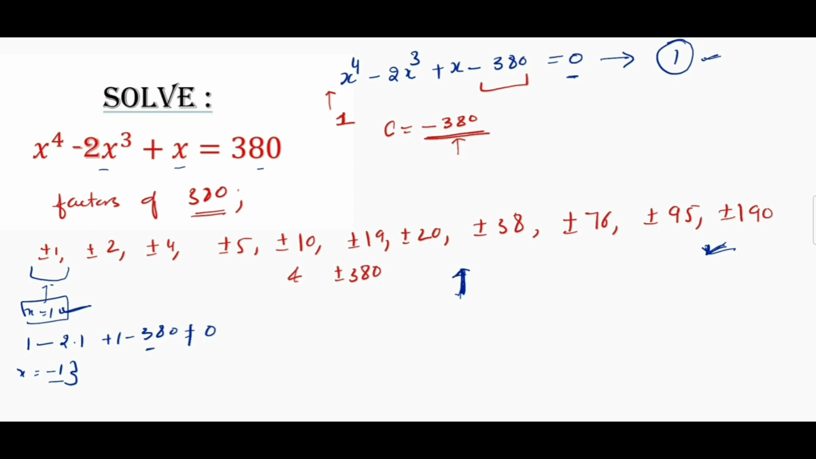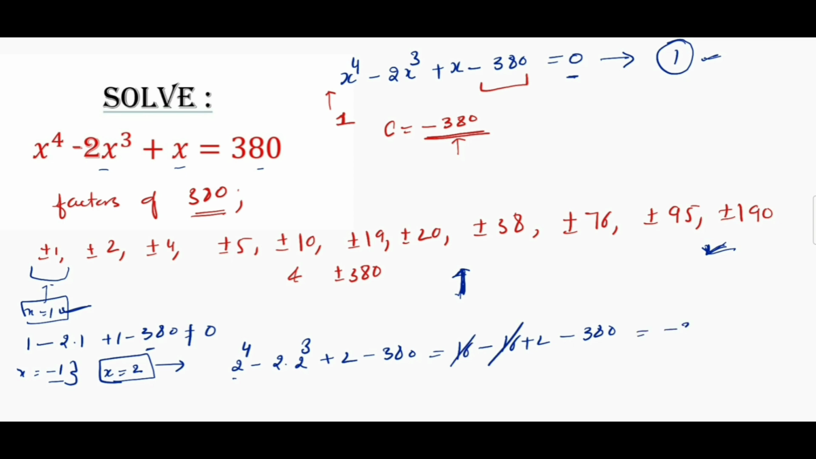And if we put 2 also, let's see whether x is equal to 2 is the solution of this equation or not. It will become 2 raised to power 4 minus 2 times 2 raised to power 3 plus 2 minus 380, which is equal to 16 minus 16 plus 2 minus 380. This will get cancelled with this, we will get minus 378, which is not equal to 0. It means that this is not a factor of equation number 1. Similarly, x is equal to minus 2 is not a factor of this equation.